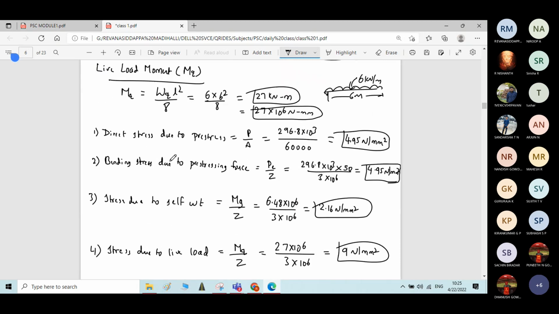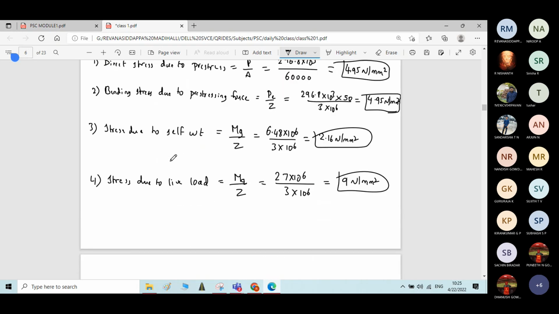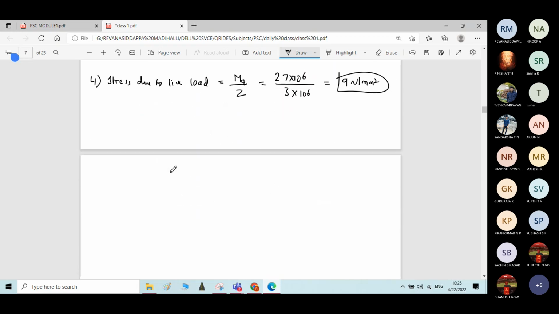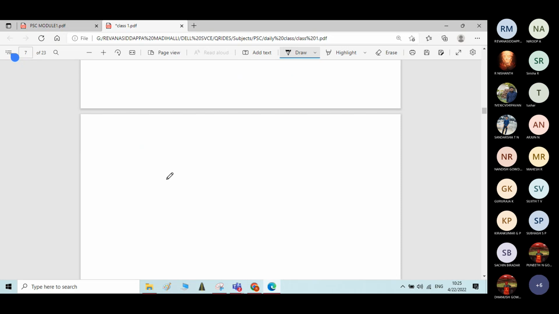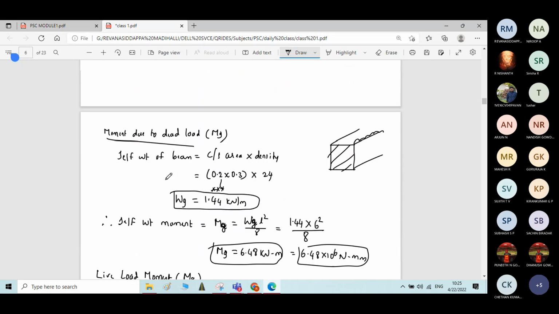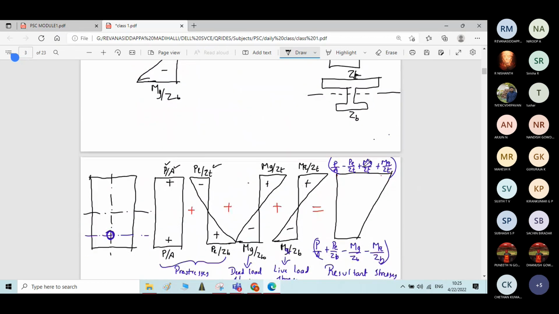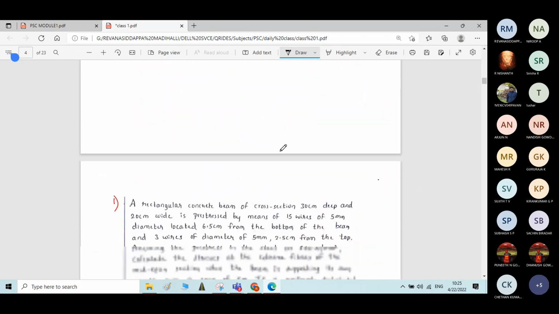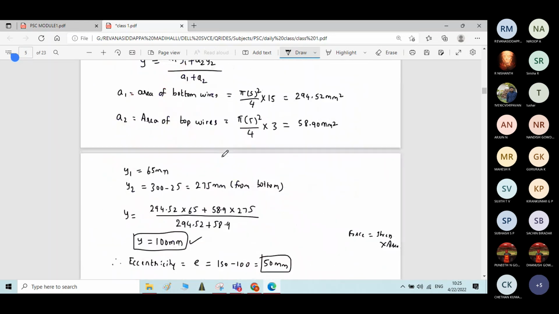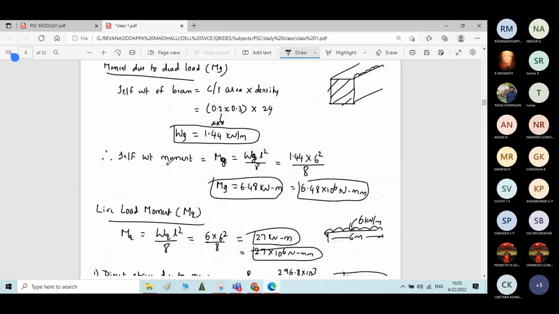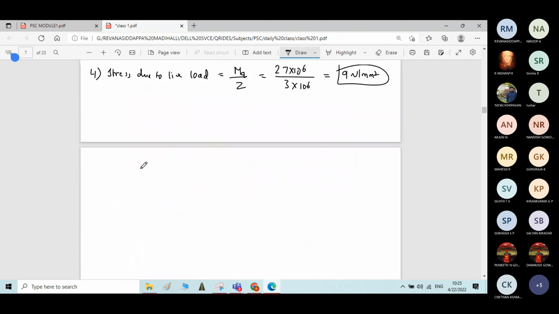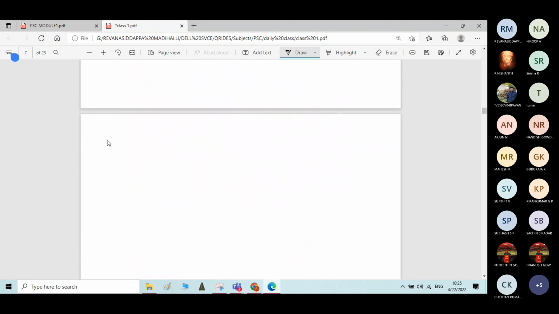Knowing all the stresses, now you can calculate the resultant stress, correct? You can easily calculate the resultant stress. Resultant stress at the top fiber is how much? What is the formula? At the top fiber it is P by A minus Pe by Zt plus Mg by Zt plus Mq by Zt. Okay, you write it as resultant stresses.